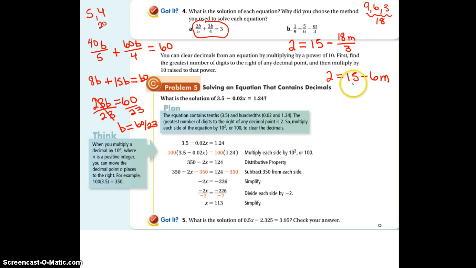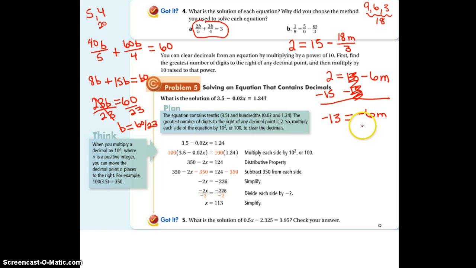All right, we need to get rid of the 15. To move it over to the other side of the equal sign, you would have to subtract it. The reason we're subtracting it is because this is a positive 15, so I would do the opposite, the inverse, and subtract the 15. So those are gone, and now we have negative 6m, and that is equal to negative 13.